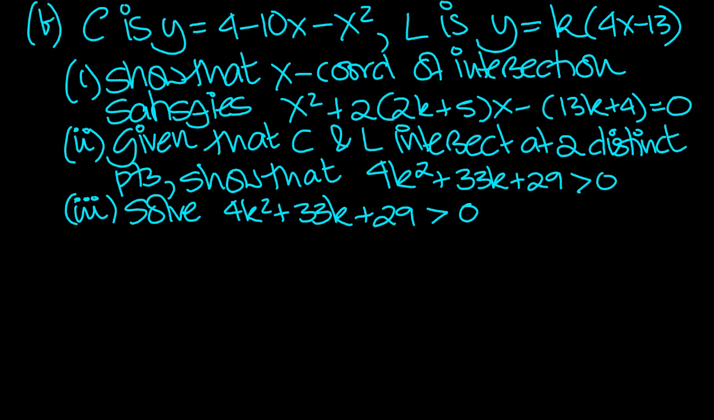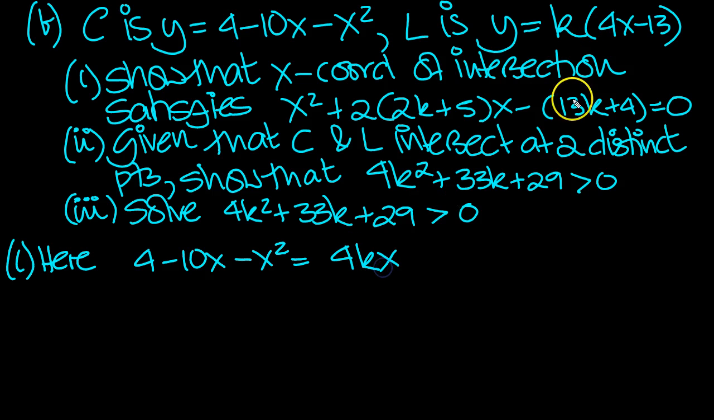So I've summarized the question here. Let's have a quick look at it then. The curve C and the line L intersect. Well, they intersect when the y coordinates are the same. So part 1 then, here, we've got this is equal to this, and I'm going to expand the bracket in one fell swoop.